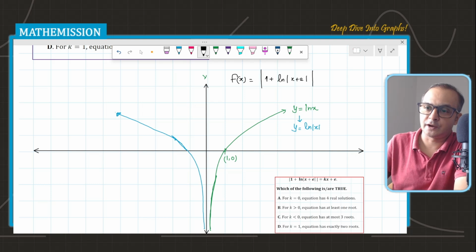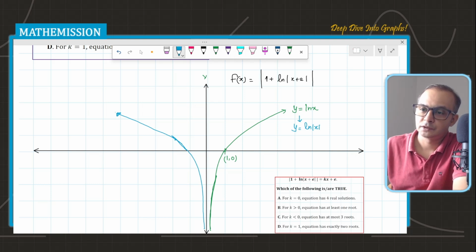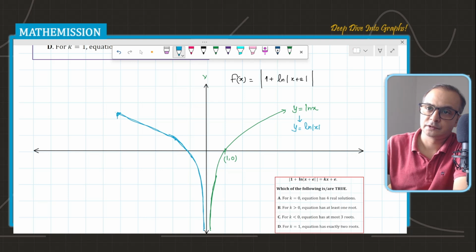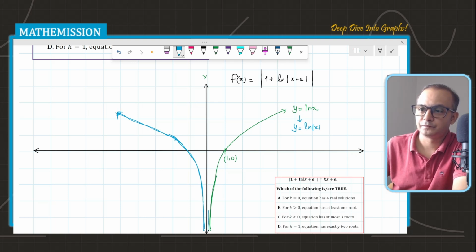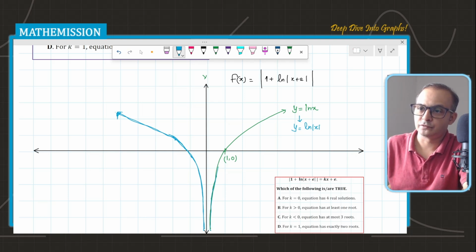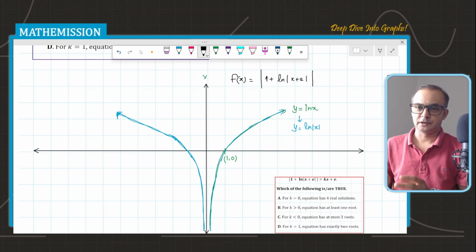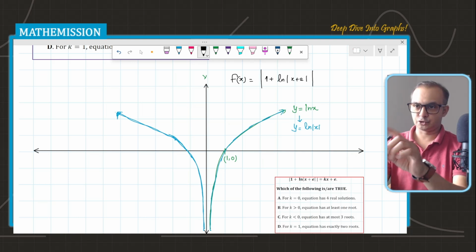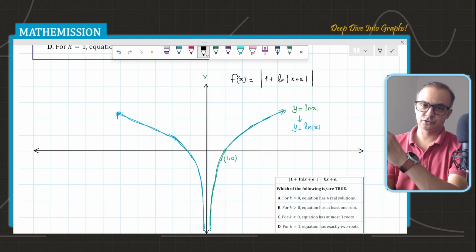So this is the graph of log mod x combined with the green graph also. So let me just mark it. So this is now the graph of log mod x, both together. Now we are shifting this entire two-branch combined graph e unit leftward.